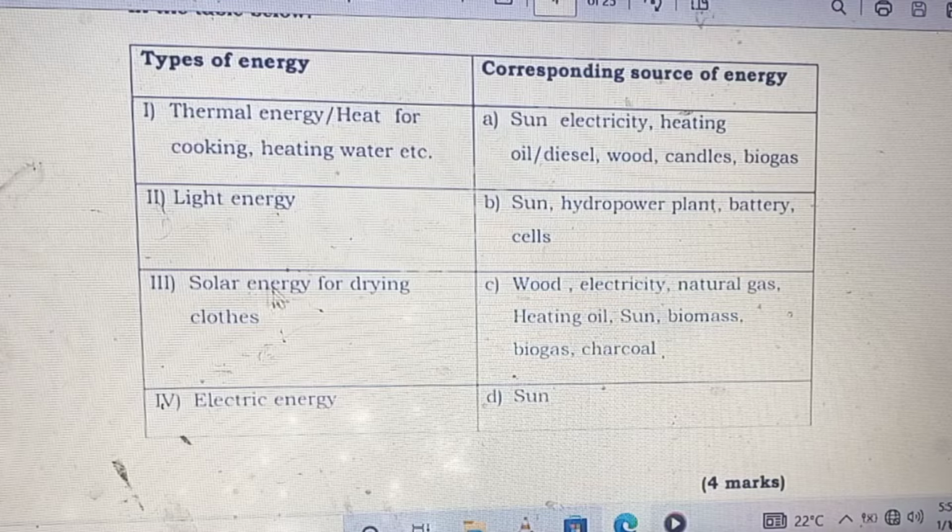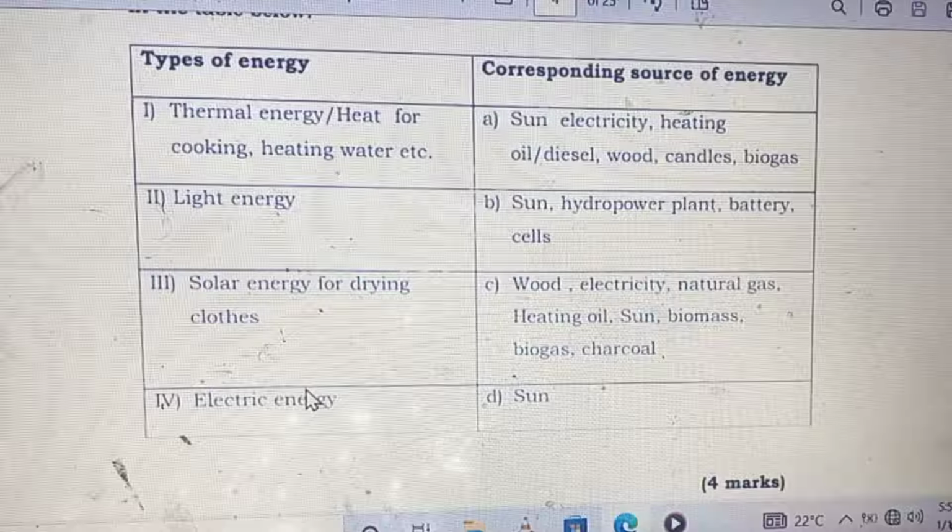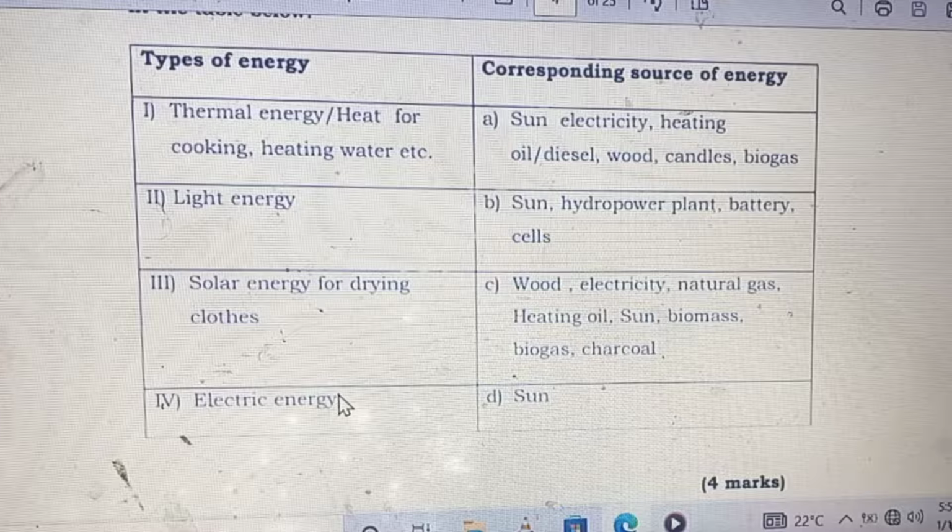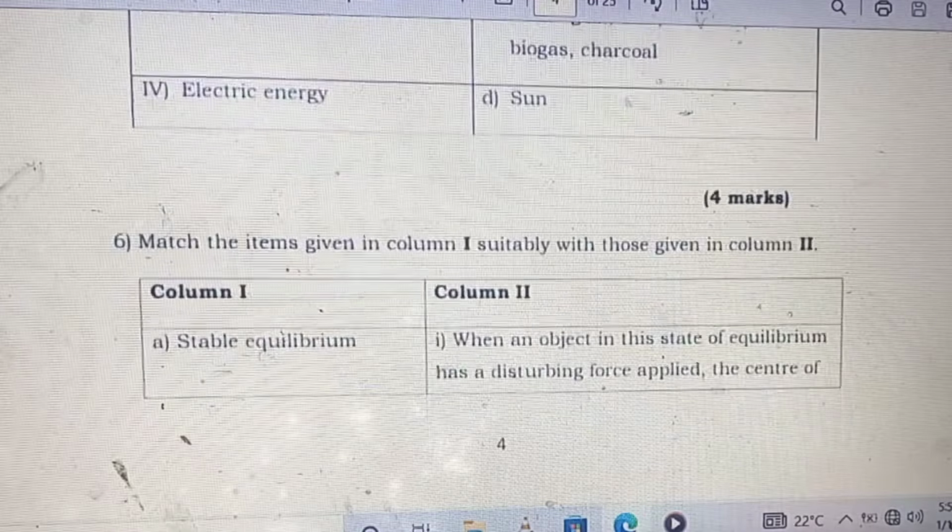III. Solar energy for drying clothes. Match to the correct answer, letter D. Sun. IV. Electric energy. Match to the correct answer, letter B. Sun, hydropower plant, battery, and cell. Question 6.